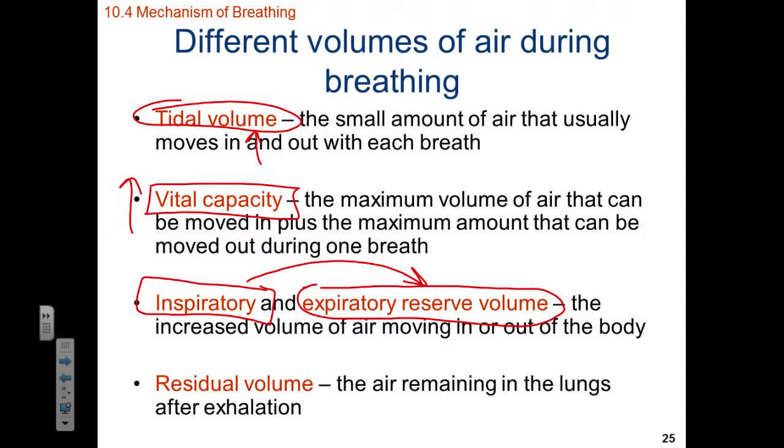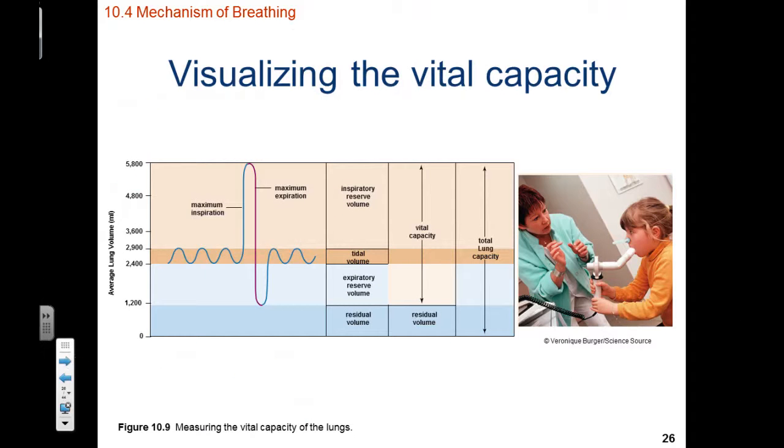And then finally, we have the residual volume of the lungs. This residual volume is the amount of air that must remain in the lungs. So let's say you try to push as much air out of the lungs as possible. You've exhaled as much as you physically can. There's still always going to be a little bit of air left over, and that is known as the residual volume.